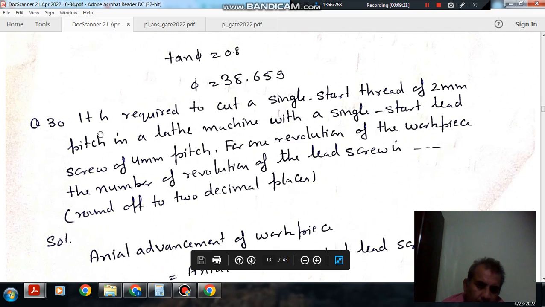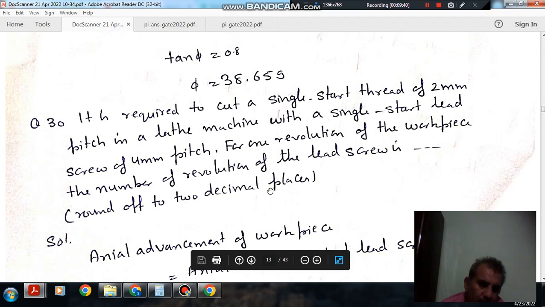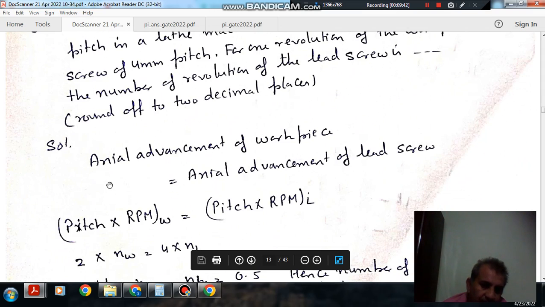Next, it is required to cut a single thread of 2 mm pitch in a lathe machine with a single start lead screw of 4 mm pitch. For one revolution of the workpiece, the number of revolutions of the lead screw is dash, round up to 2 decimal places. So for thread cutting, the axial advancement of the workpiece should be equal to the axial advancement of the lead screw, or pitch of the workpiece into RPM should be equal to pitch of the lead screw and RPM.